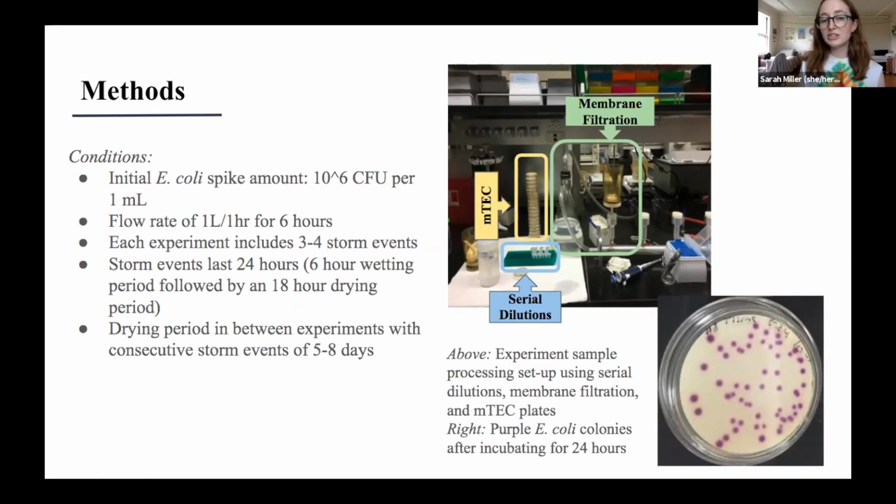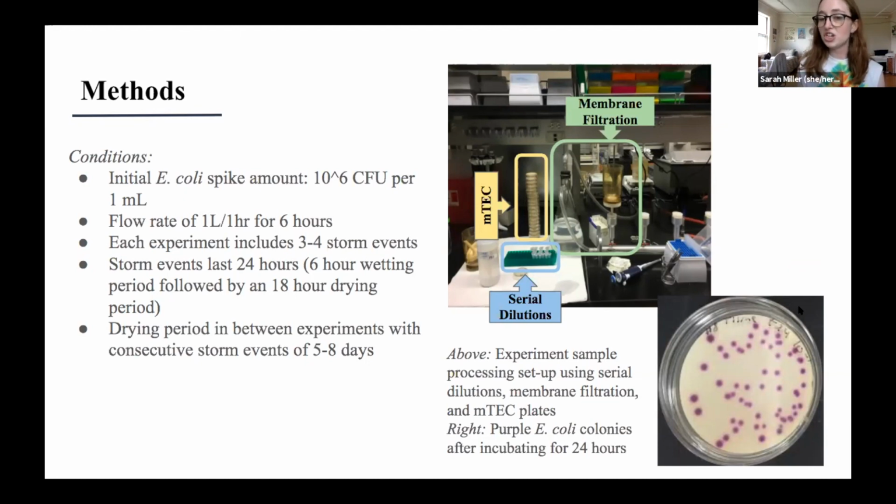In between each of our experiments, we had a drying period of about 5 to 8 days in which we did not flow any water through the columns. In this top image, you can see our sample processing setup. So we use serial dilutions to dilute the samples, and then we did membrane filtration, and then we placed the filters with the E. coli onto the MTEC plates here, which were then incubated for 24 hours.